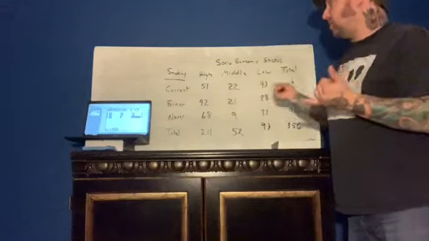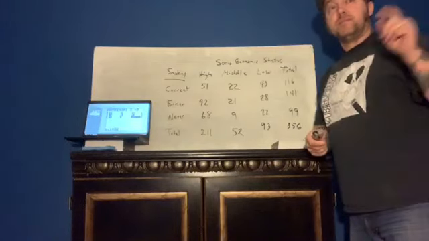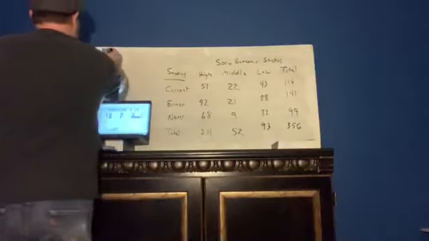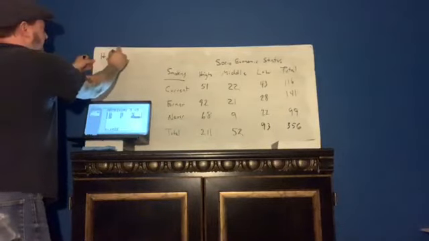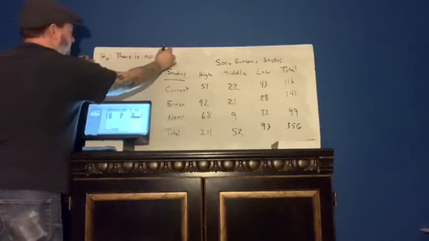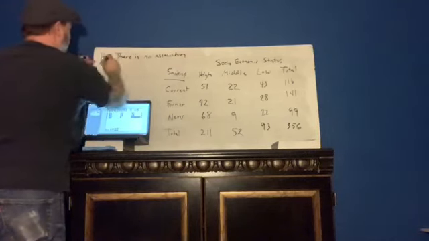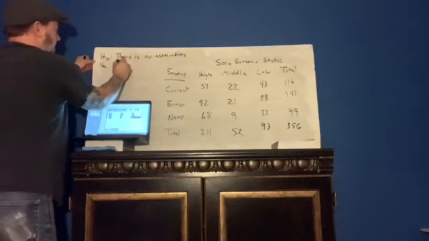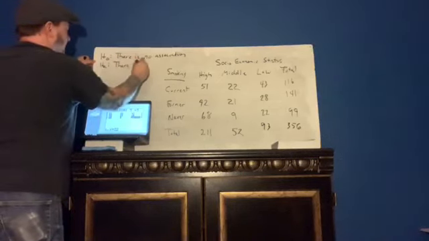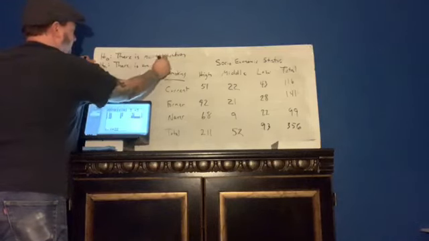First, what's H naught going to be? That's right. H naught is going to be, there is no association. HA, there is an association.